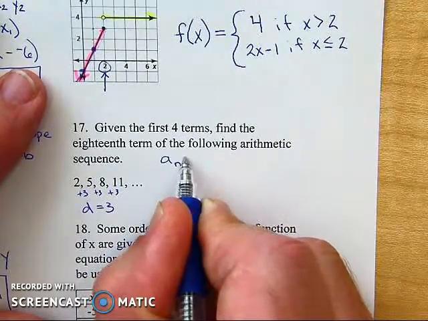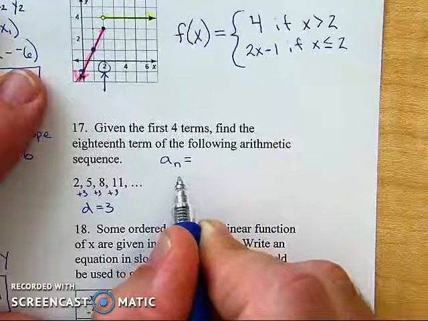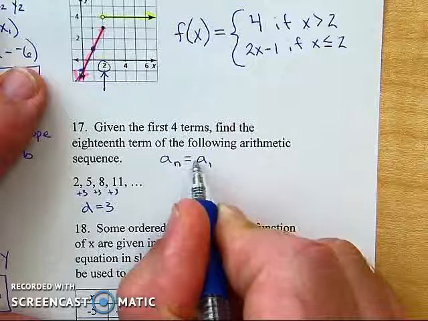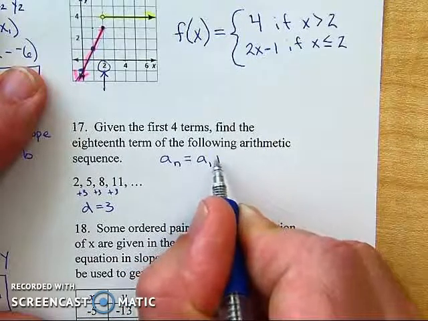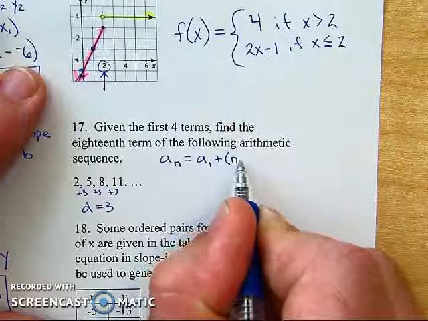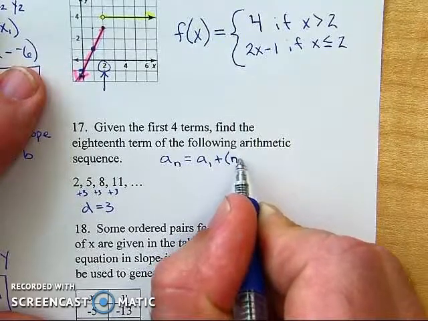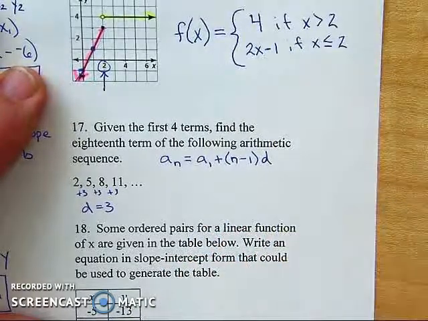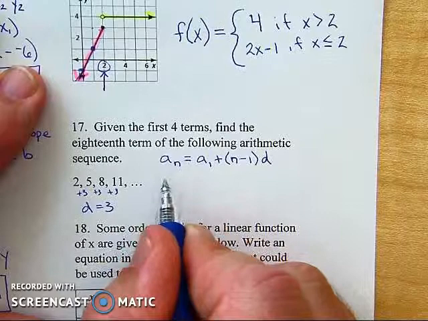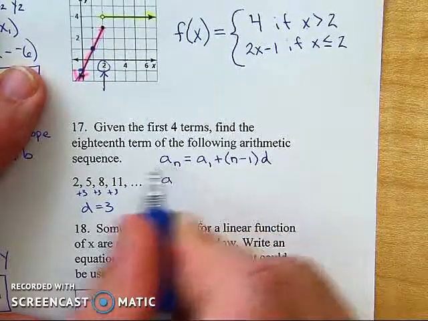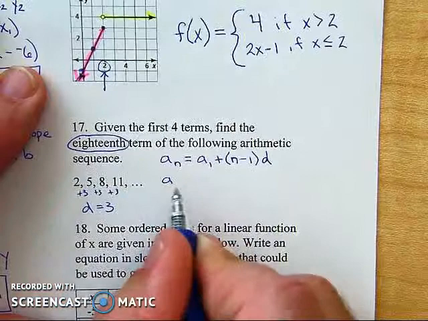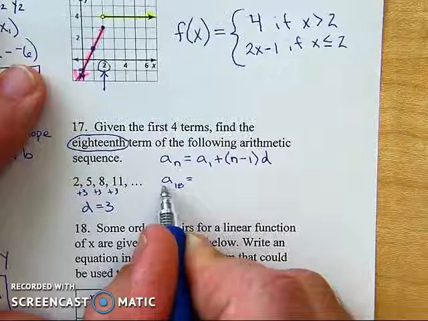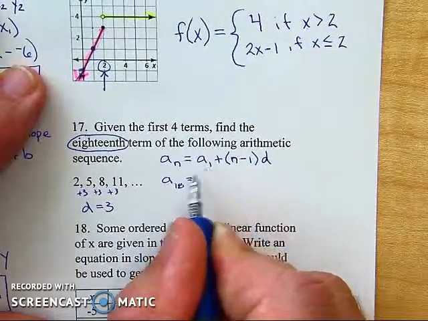So to get a number down the line in an arithmetic sequence, we have a sub n is equal to a sub 1. That represents your first term, plus the number that you're looking for, the number in the sequence that you're looking for, minus 1 times the common difference. Okay, we have these things. So we're looking for this a sub n, but we're looking for the 18th term right here. So that's going to be a sub 18. That means the 18th term in this arithmetic sequence is equal to, a sub 1 means the first term.